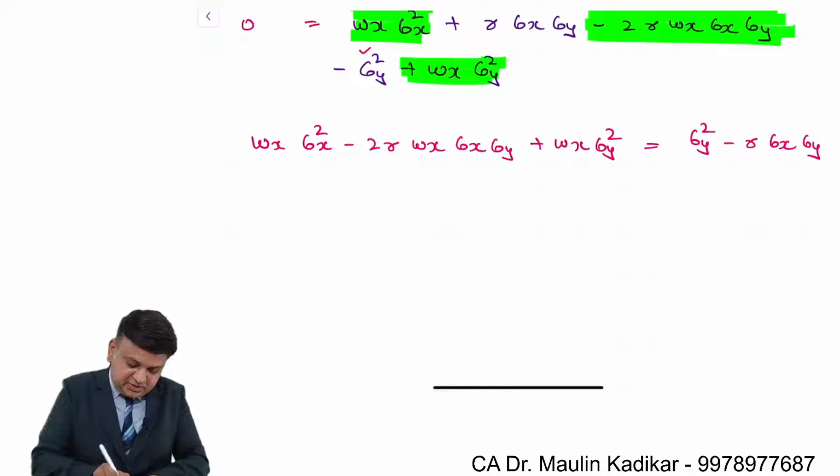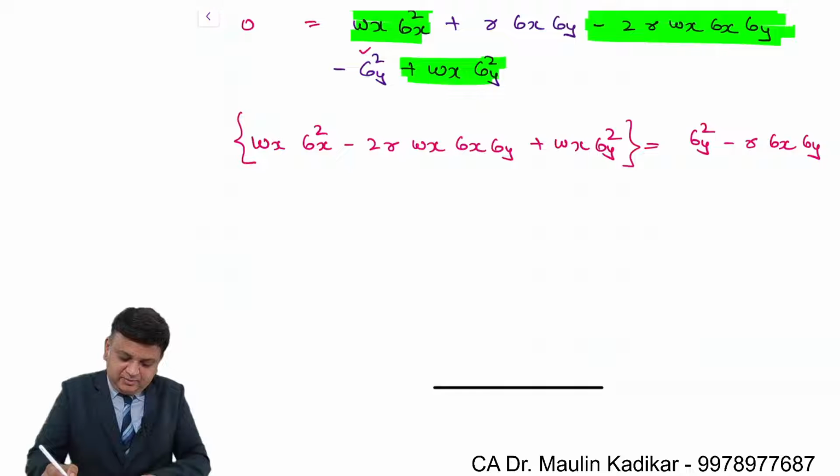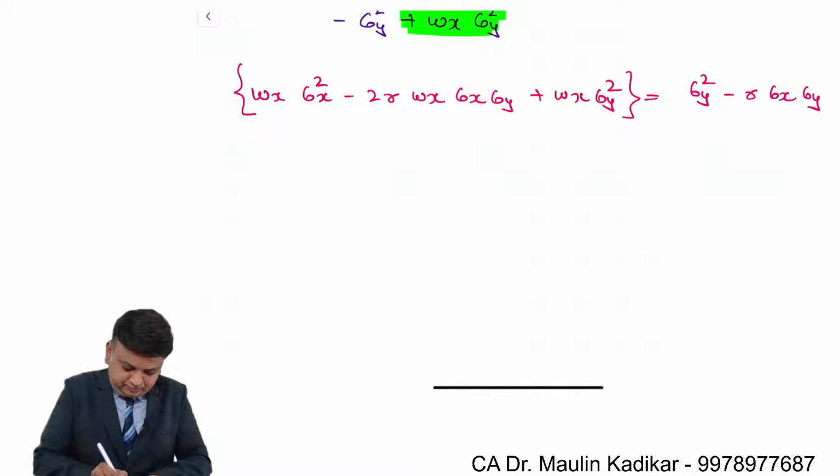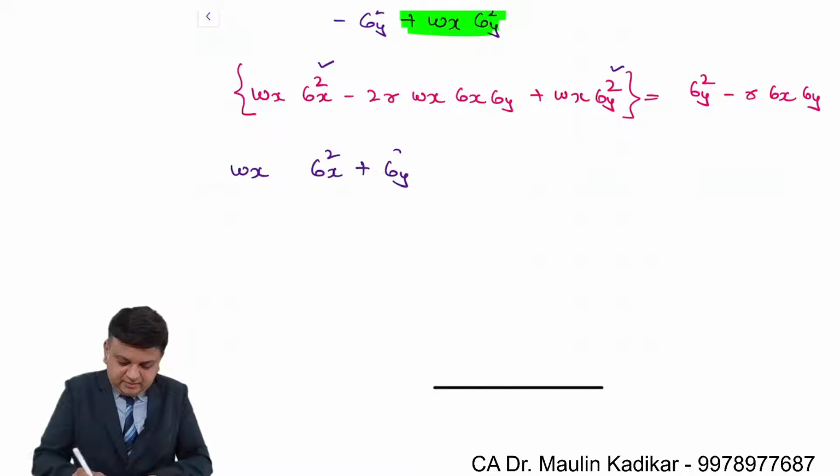Now in this equation, I am taking wx as common. So in bracket we will have variance of x plus variance of y minus 2 into r into standard deviation of x, standard deviation y.